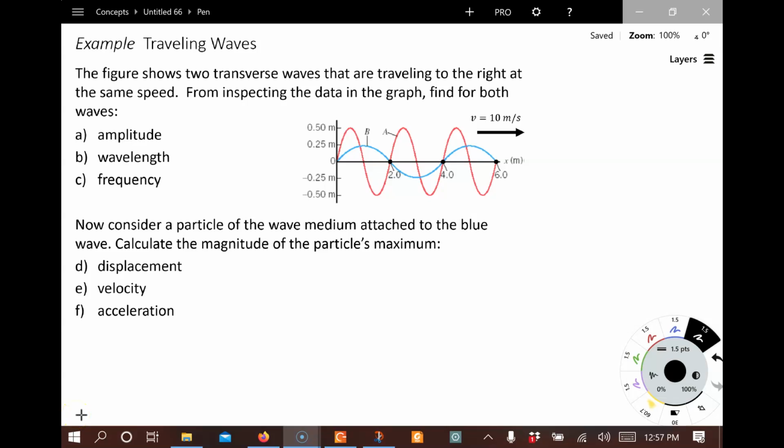Hi, this is an example problem from Chapter 16 on traveling waves. Pause for a moment and read the problem.